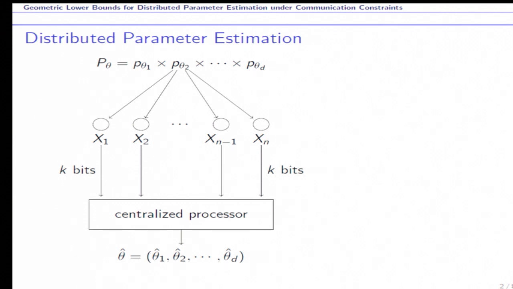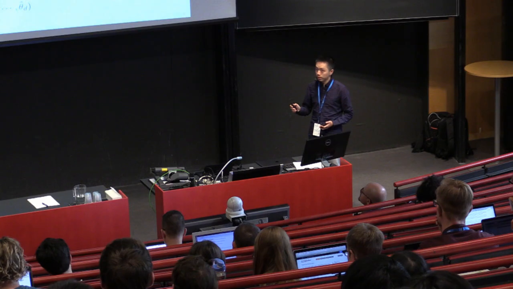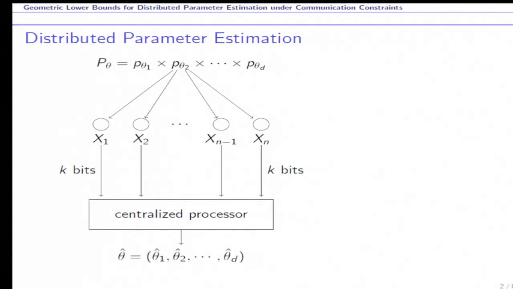Suppose we have a parametric family statistical model P_theta, which is a product distribution P_theta_1 to P_theta_d. Then there are n sensors, each of which receives one independent sample from P_theta, that is X_1 to X_n. Note that X_1 to X_n are vectors. Each sensor can send k bits to a centralized processor, and then the centralized processor outputs an estimator theta hat for the vector theta.